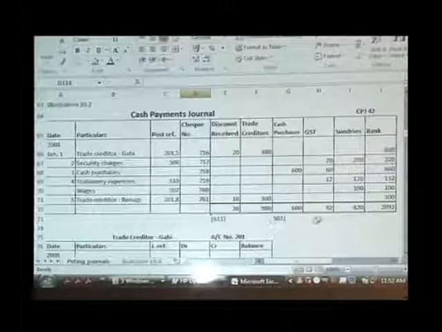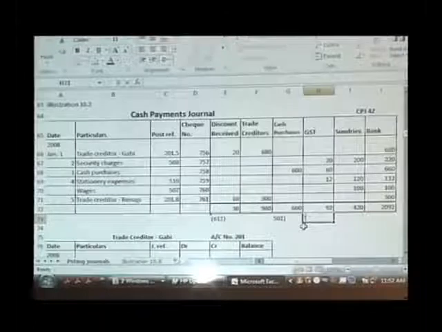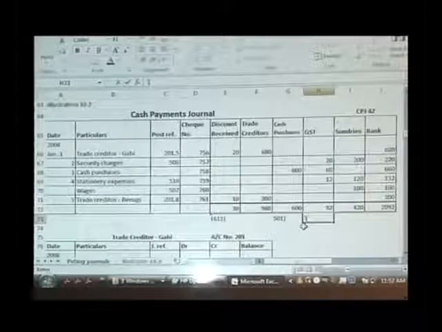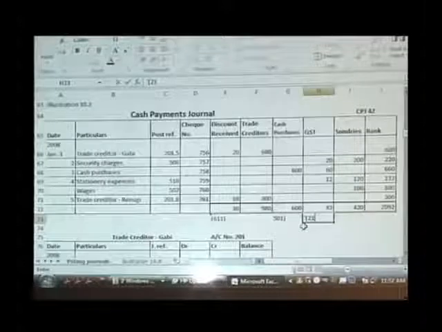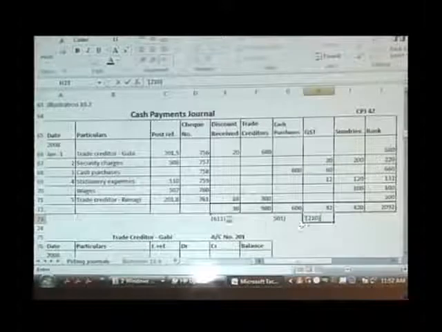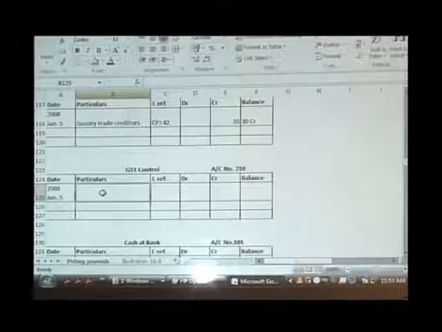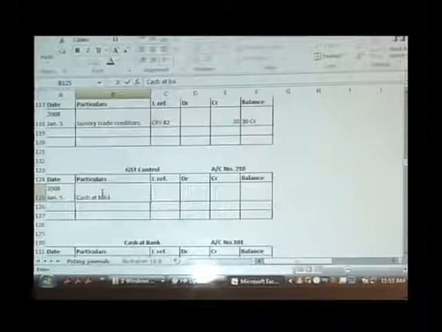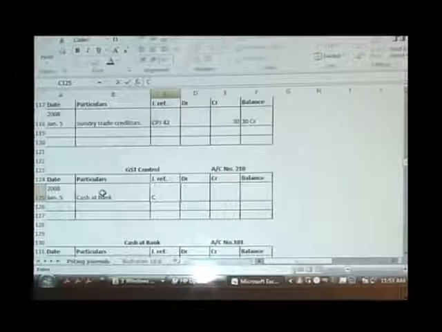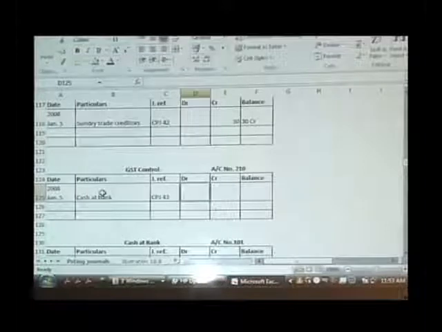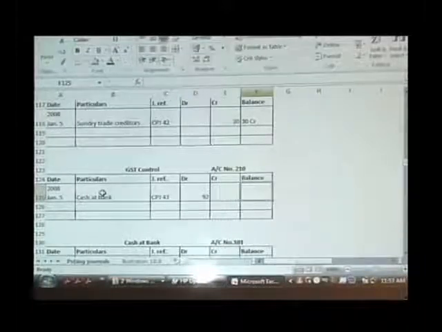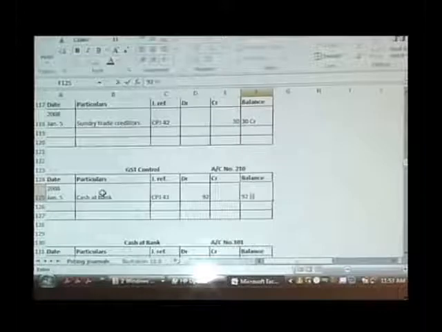Okay, then GST account 210. GST account 210 here, date 5th January. Cash at bank, CPJ 42, debit 92, debit 92.